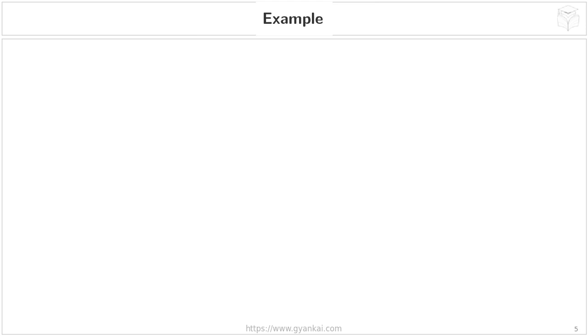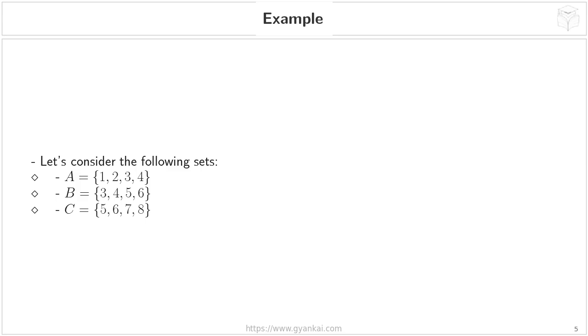Example. So now we're going to put everything we've learned about three-set Venn diagrams into practice with a concrete example. As you remember from the previous slides, we've discussed how to draw the diagram and interpret all the different regions. Now, let's actually fill one in.